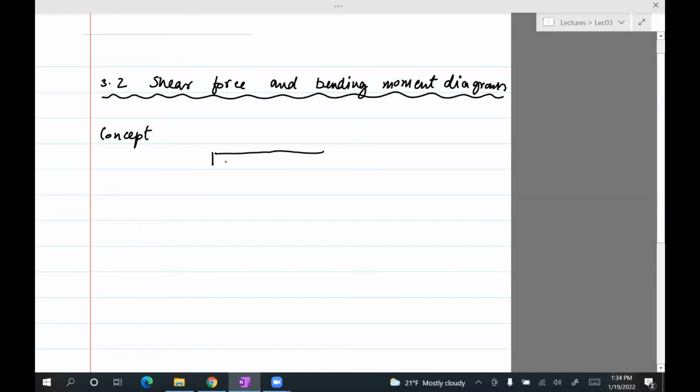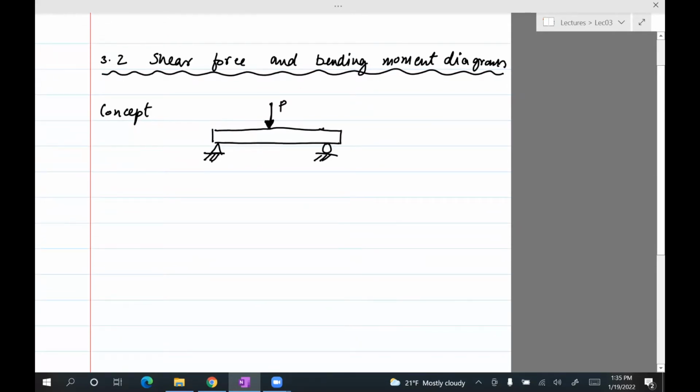So let's take a simply supported beam. One end is hinged, one end is on a roller, and say it's subject to a force. If you are trying to understand the loads on this beam, the first thing we'll do is draw a free body diagram, which is essentially the beam without the supports. And then we'll solve for the reaction forces just like we did earlier.